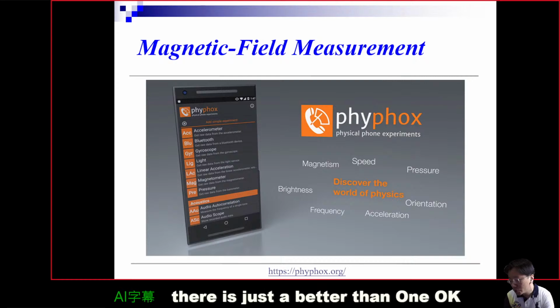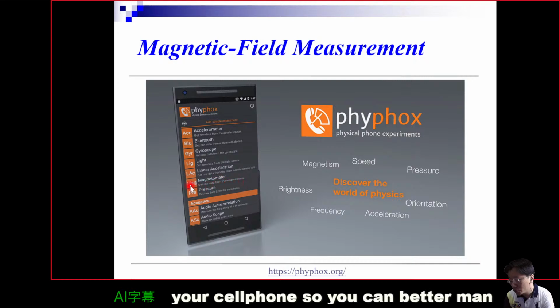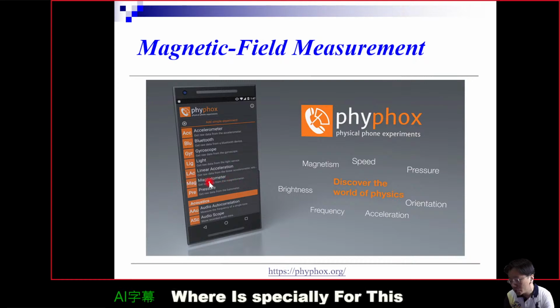Actually, maybe you can make a try. If you have a cell phone, you can go to Google Play or Apple Store and look for this app, which is called Phyphox. This is devised by Aachen University in Germany, and it can call out the function of the magnetometer in your cell phone. So you can measure many things, especially the DC magnetic field.